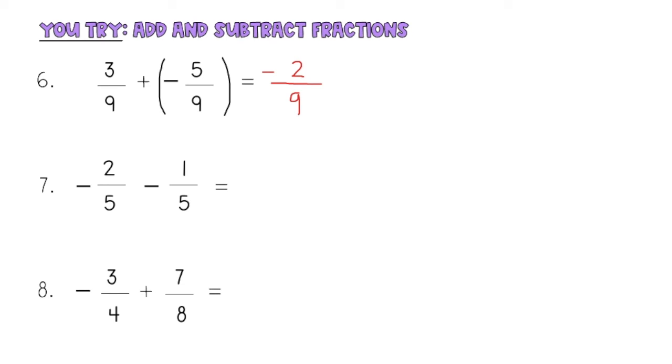Number 7, negative 2 over 5 minus 1 over 5. Since I have a common denominator, I can write that my answer is going to have a denominator of 5. And my rule for subtracting is we are getting further away from 0. So negative 2 minus 1 is going to give me a negative 3.